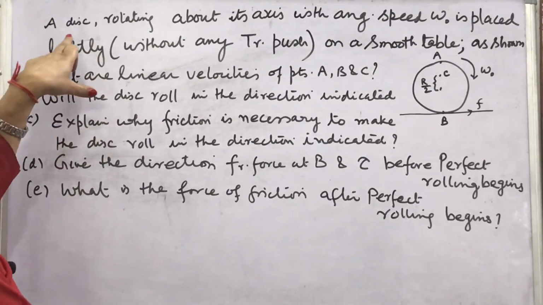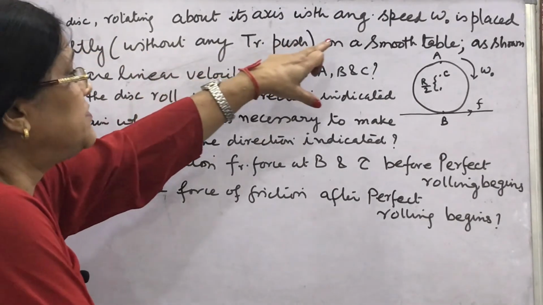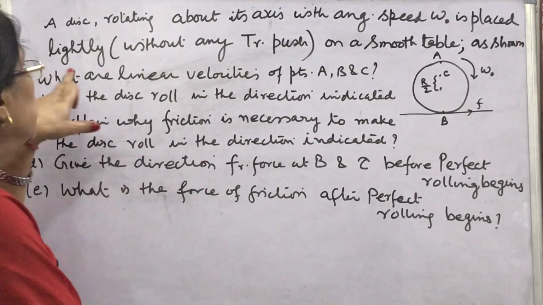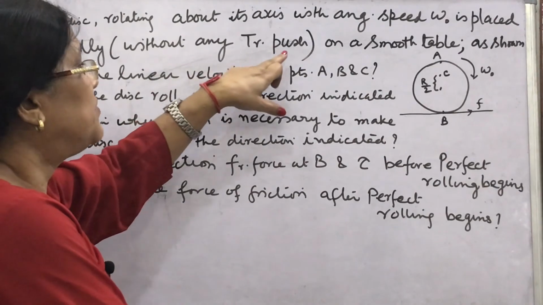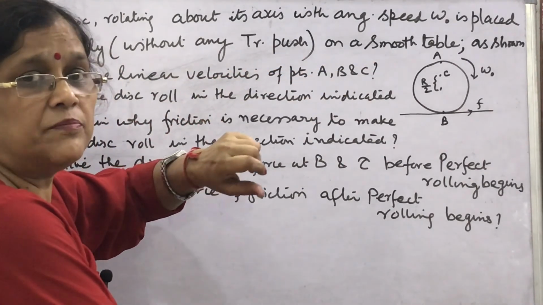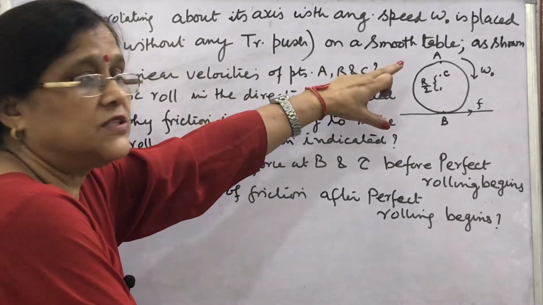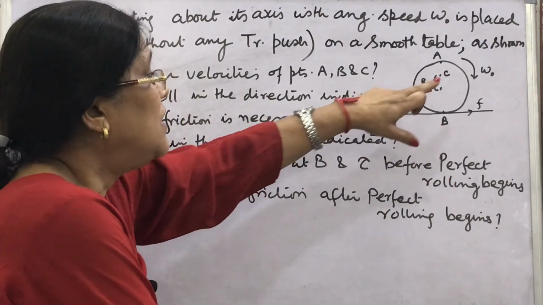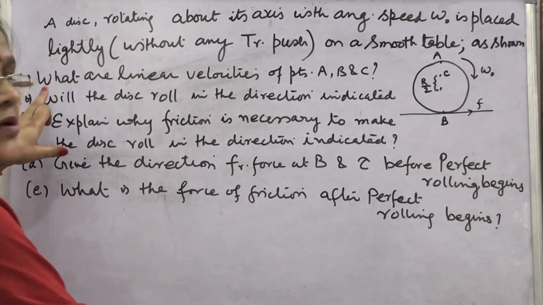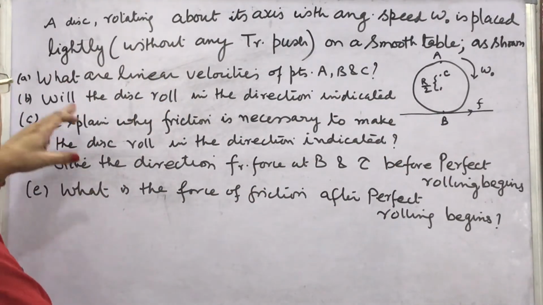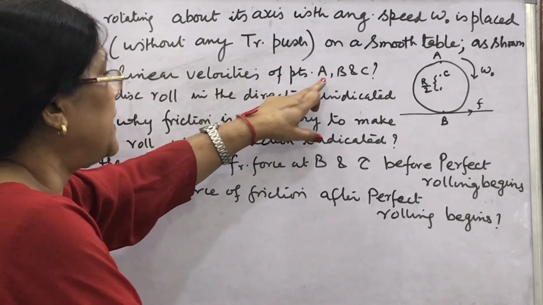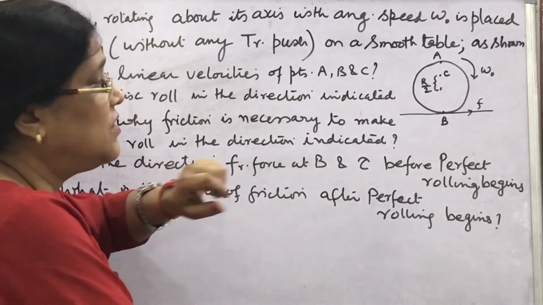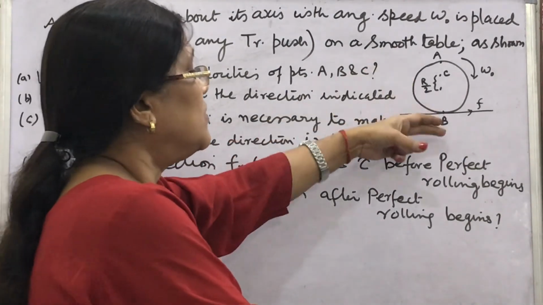Look, this question: a disc rotating about its axis with angular speed omega naught is placed lightly, without any translational push, on a smooth table, perfectly frictionless. This is the table. As shown in the figure, you have to answer these questions. First part, what are the linear velocities of points A, B and C? These points are on the disc.